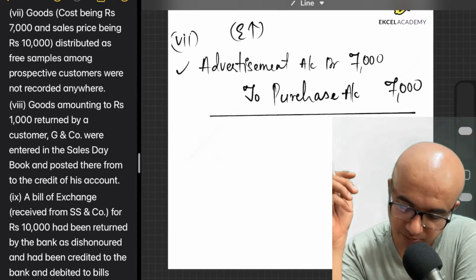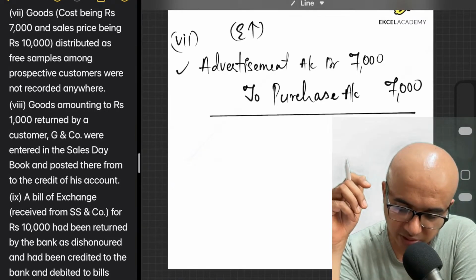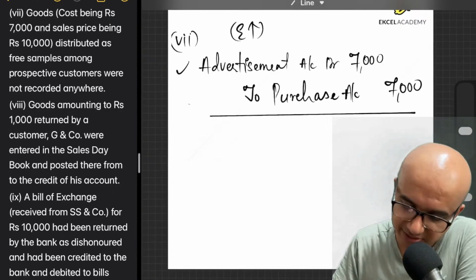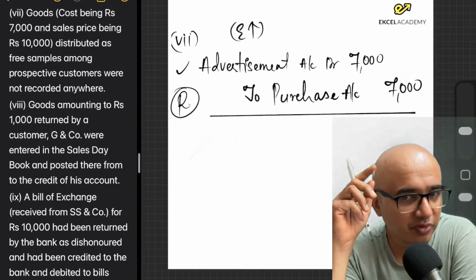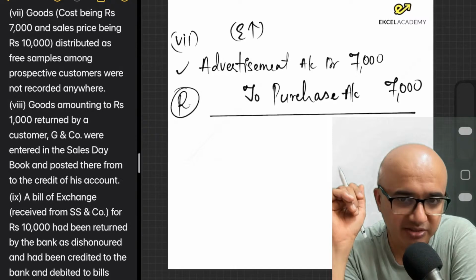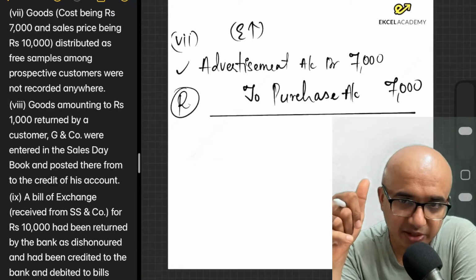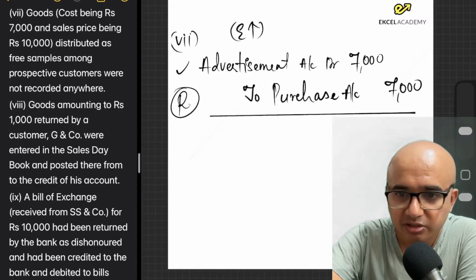And what did they do? Goods cost being rupees 7,000 and sale price being 10,000 distributed as free samples among prospective customers were not recorded anywhere. Okay, error of omission. That means it is not at all recorded, and this is the rectification entry as well. So there is nothing much to do. If it's an error of omission, it's easy for us in the exam because all we have to do is just record the correct entry. So here also we have done the same. Advertisement to purchase. Next. Let me just check the chat window once. Okay, nothing here. Fine. Let's get back.